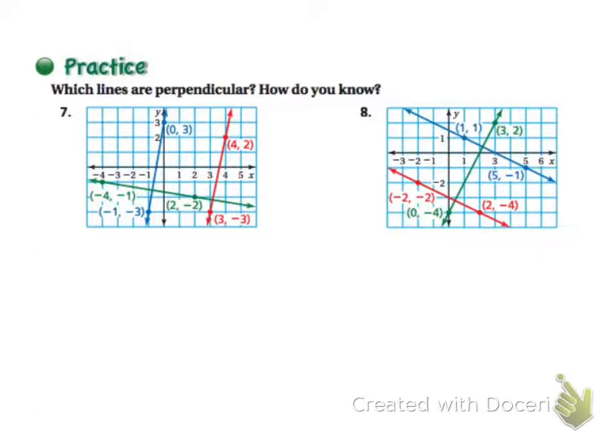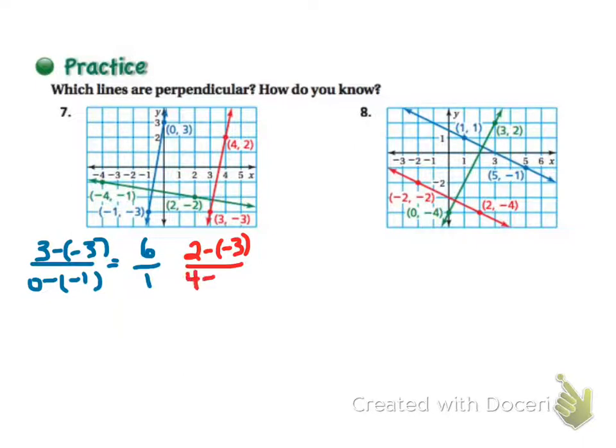So we'll start with the blue line. The blue line: 3 minus negative 3 over 0 minus negative 1. We would have 3 plus 3, which is 6, and 0 plus 1, which is 1. For the red line, we could calculate 2 minus negative 3 and 4 minus 3. So 5 over 1.